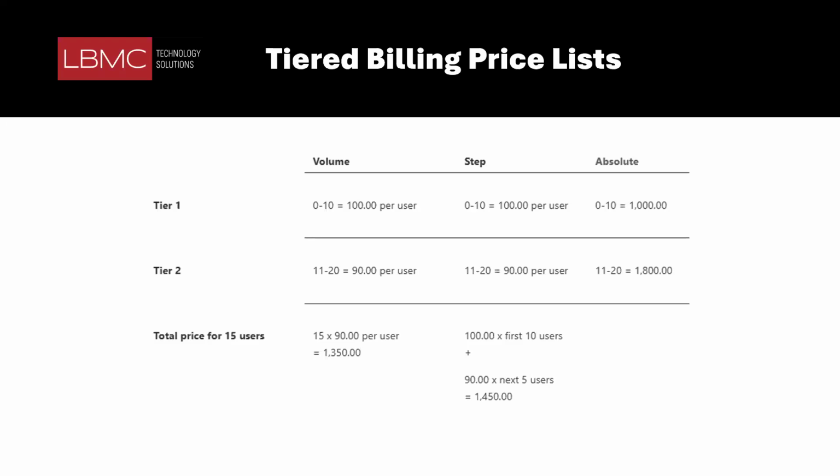Now, how that differs with step is, we're going those successive tier pricing. So because we have a minimum of 10 users, we're going to bill all 10 at the rate of $100 per user. And then the additional 5 that fall into tier 2, we're going to bill that out at $90 a user. So in this instance, now we're billing 1,450. So just that one change, saying, hey, we're going to bill based on volume or we're going to bill based on step, that's $100 difference, just that one little setting. So it is really important to understand how you want to set it up.